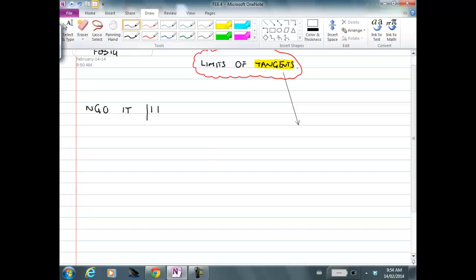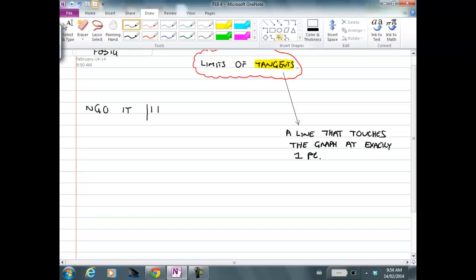A tangent line is this. A line that touches the graph. Here's where you've got to be careful. At exactly 1 point. Not 2, not 3, but just 1 point. Okay? That's what it is. A line that touches the graph at exactly 1 point.